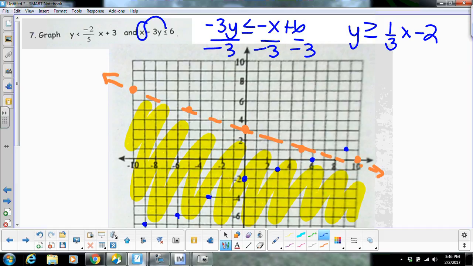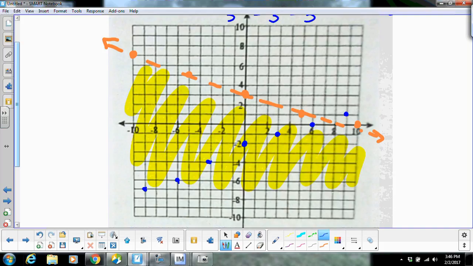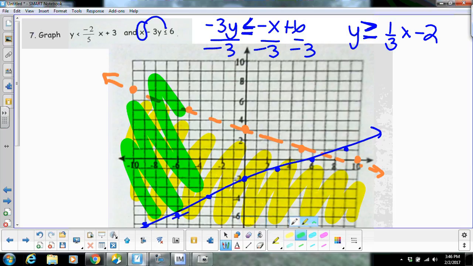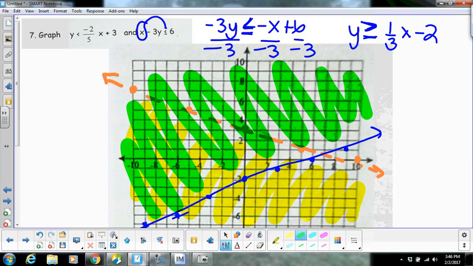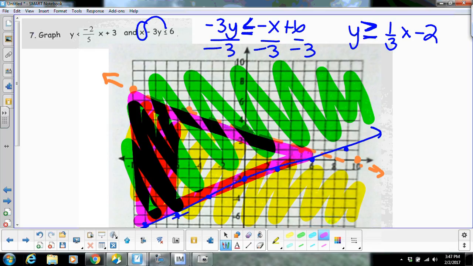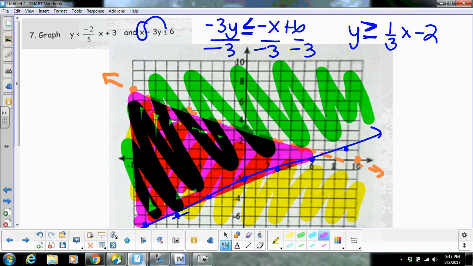Okay, and that line, because it is less than or equal to, is going to be solid. Okay, and right here, it started out less than or equal to. Whenever I divided by a negative, it turned to greater than or equal to. So I'm going to have to shade above. And you will see where my answer is. Remember, is where my two colors overlap. So that is right here in this triangle. So just make sure that part is darker on your paper than any of the other ones.